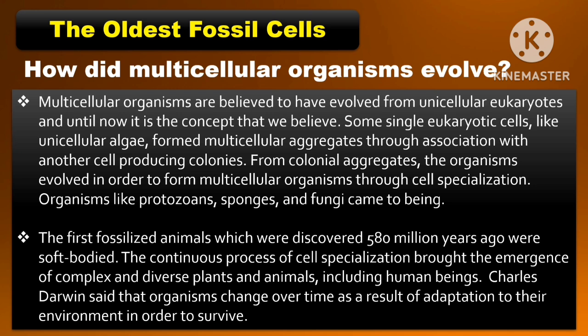Organisms like protozoan, sponges, and fungi came to being. The first fossilized animals, which were discovered 580 million years ago, were soft-bodied. The continuous process of cell specialization brought the emergence of complex and diverse plants and animals, including the human beings. Charles Darwin said that organisms change over time as a result of adaptation to their environment in order to survive.